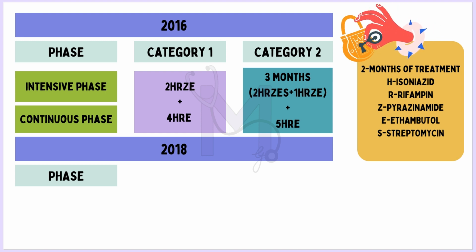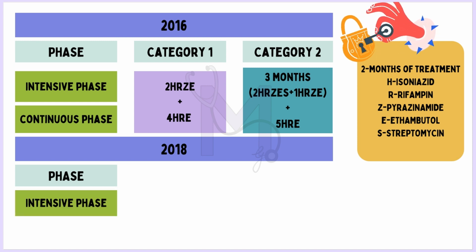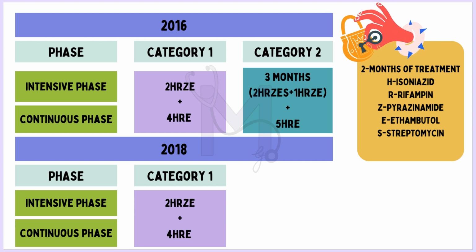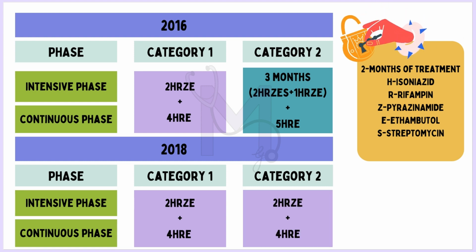Now, coming to the revised guidelines. According to this, in the intensive phase of treatment for a Category 1 patient, 2 months of treatment is preferred with 4 drugs denoted HRZE, and in the continuous phase for Category 1, 4 months of treatment is given with 3 drugs denoted HRE. Coming to Category 2, the treatment is same as that of Category 1. And now if we look at both the tables on the screen, we can see that not much difference is seen apart from the use of streptomycin being removed and the change in the duration here and there.